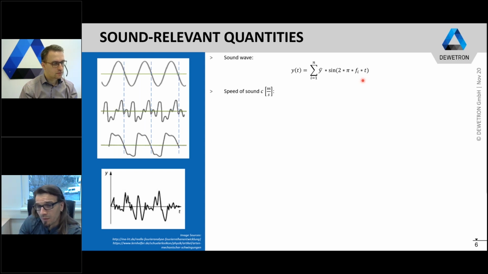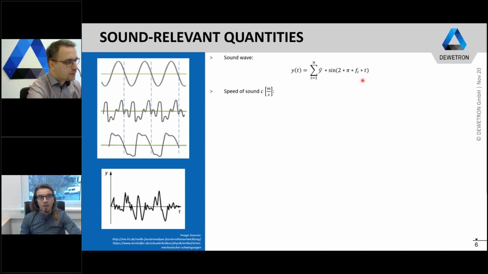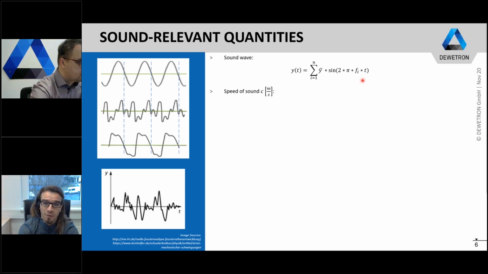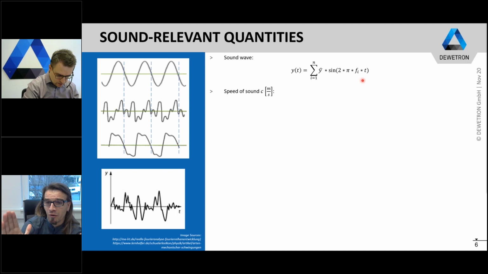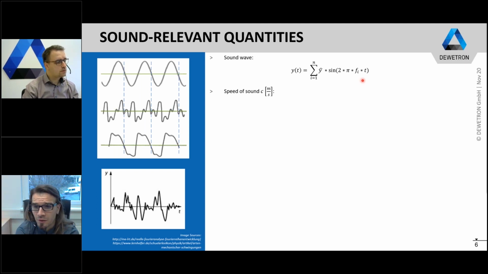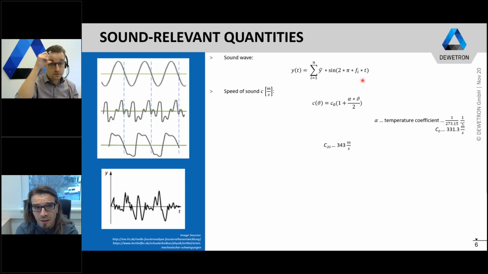When we talk about the propagation of sound in space, the speed of sound is always the important thing, which describes the time which has to pass until the sound wave has reached from point A to point B. And this is the so-called speed of sound. The formula behind the speed of sound is this one. I don't want to introduce and explain the formula in detail.